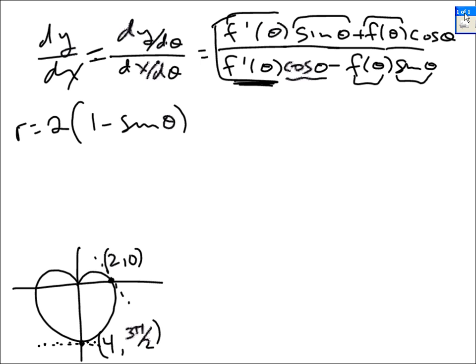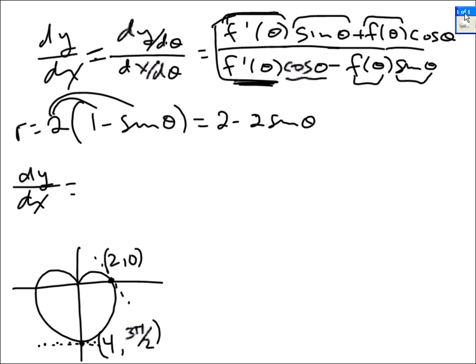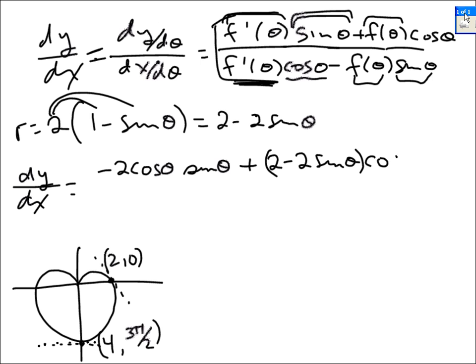Alright, so dy/dx. dy/dx is equal to, first is f prime of theta. Maybe we could factor distribute. This is 2 minus 2 sine theta. So the derivative of that is negative 2 cosine theta. And it says to multiply by sine theta. It really does. Plus f of theta, 2 minus 2 sine theta. Multiply that by cosine theta. And call that the numerator.